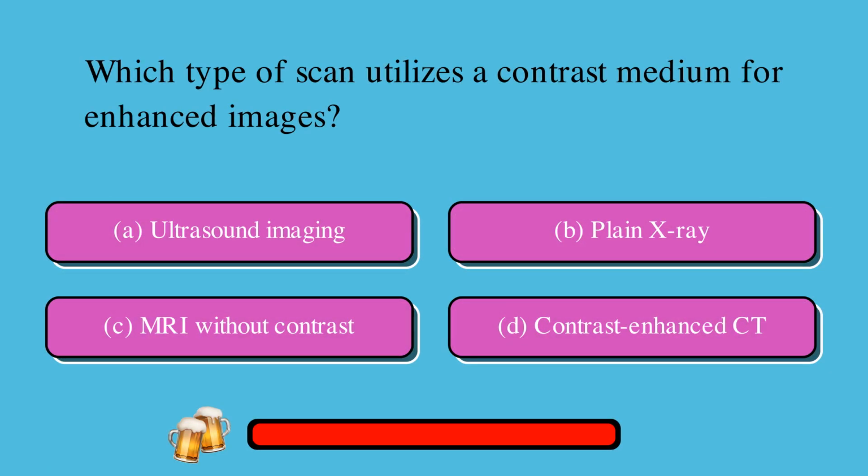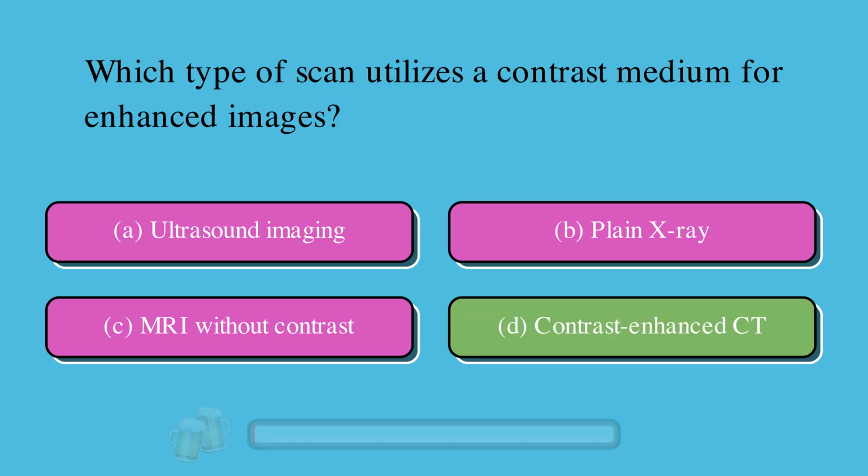Which type of scan utilizes a contrast medium for enhanced images? A. Ultrasound imaging, or B. Plain X-ray, or C. MRI without contrast, or D. Contrast-enhanced CT? The correct answer is D. Contrast-enhanced CT.